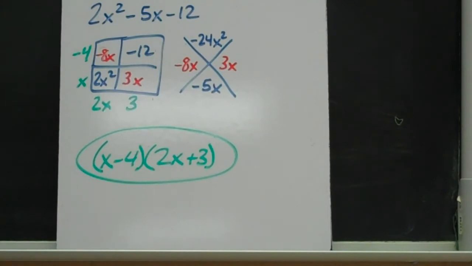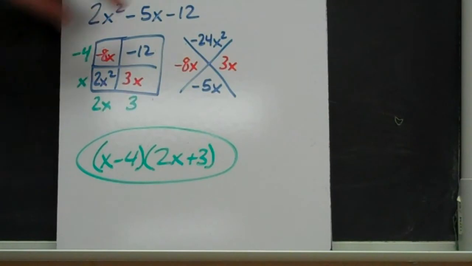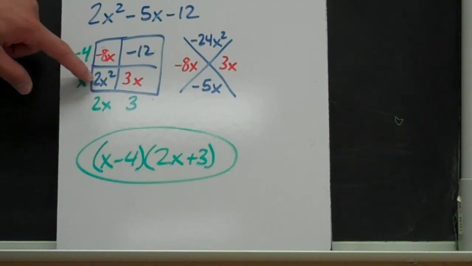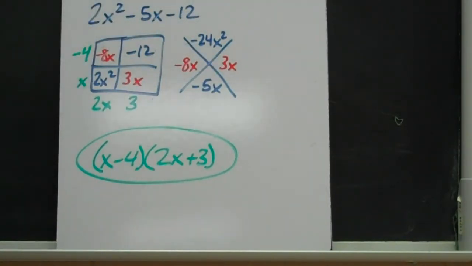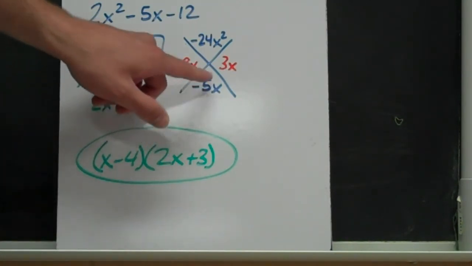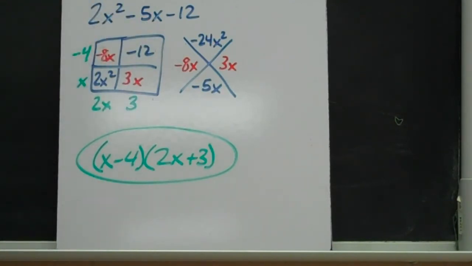Here we have another problem, 2x squared minus 5x minus 12. And we go about it the same way. We set up our rectangle, we put 2x squared in the bottom left, and our c term, negative 12, goes in the top right. We multiply those together. 2x squared times negative 12 is negative 24x squared. On the bottom of our x, we put negative 5x from the equation.